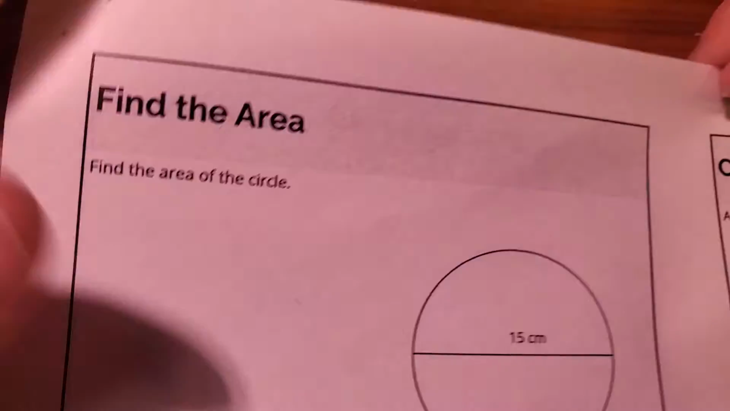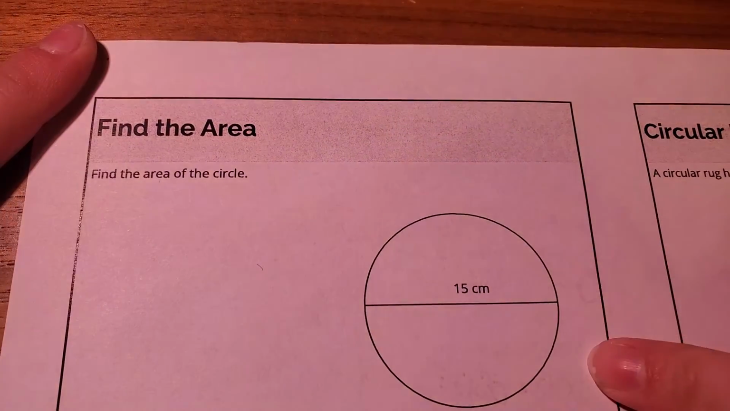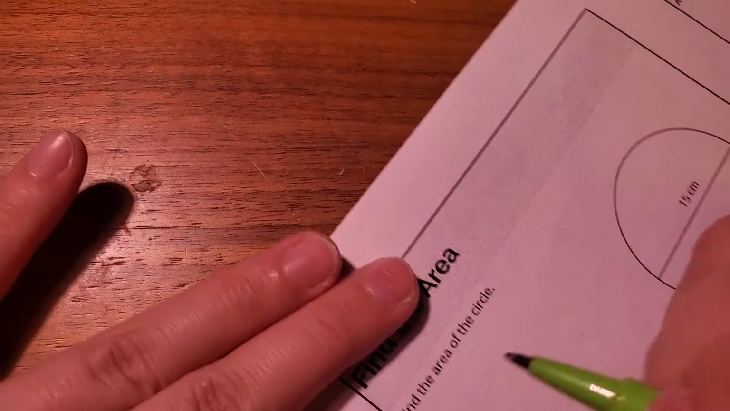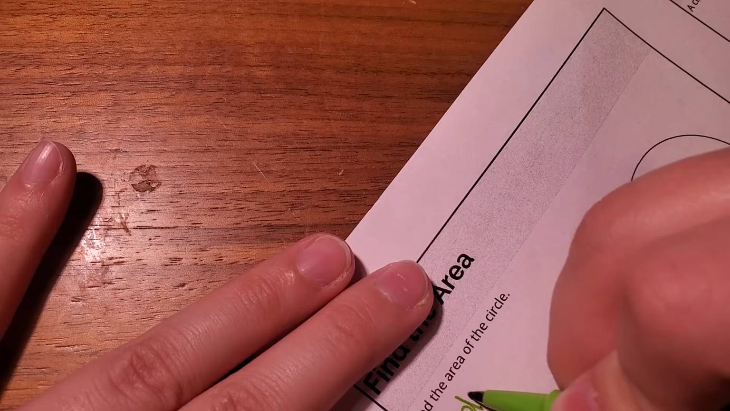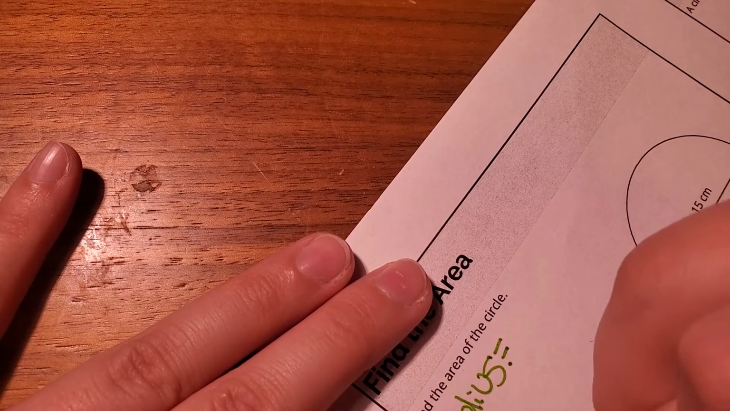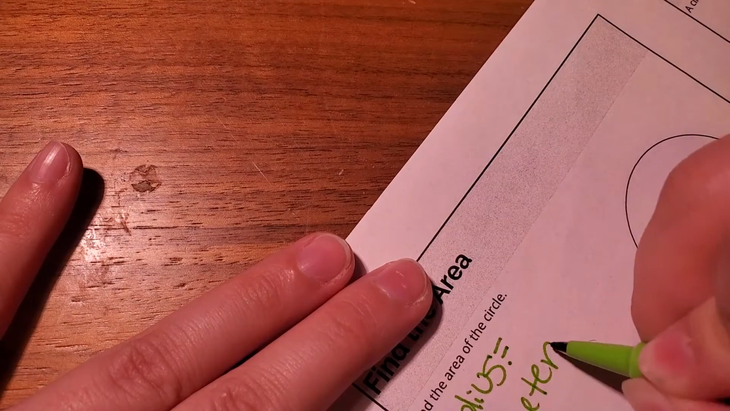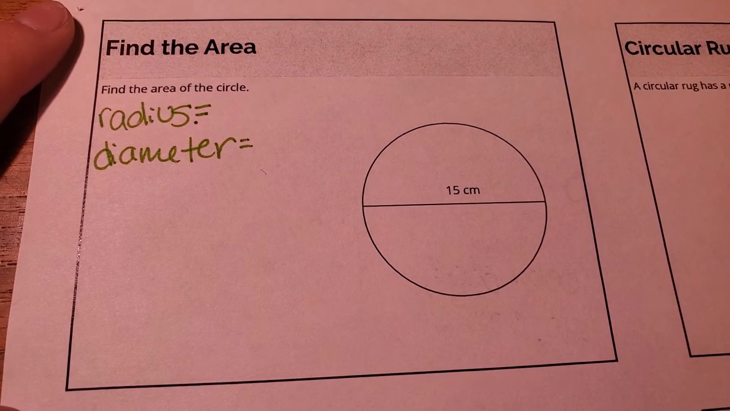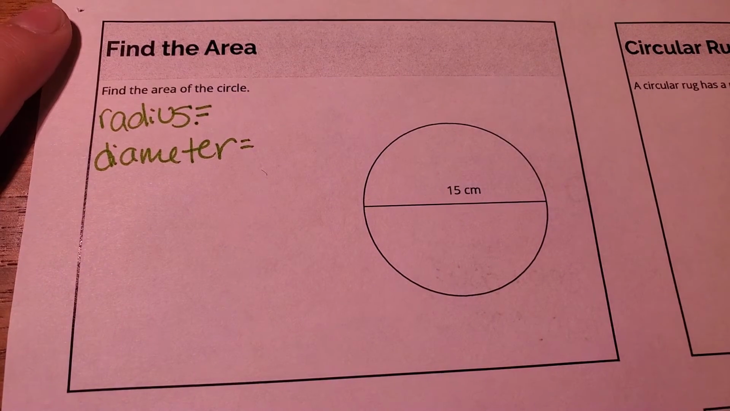Okay, so again, we have a circle. Our length is 15 centimeters. Beautiful practice. Tell me the radius. Tell me the diameter. And then find the area. Okay, pause here, try this, come back once you're ready.